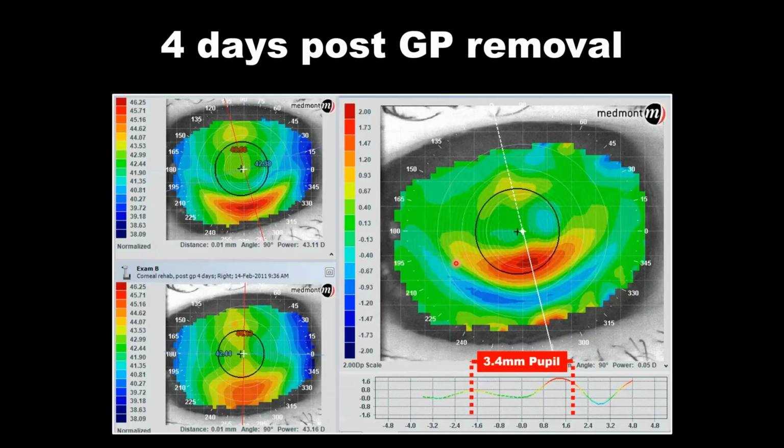So if we allow that eye a few days to normalize, and here you can see the more regular with-the-rule astigmatism beginning to form as that cornea takes on its normal shape.